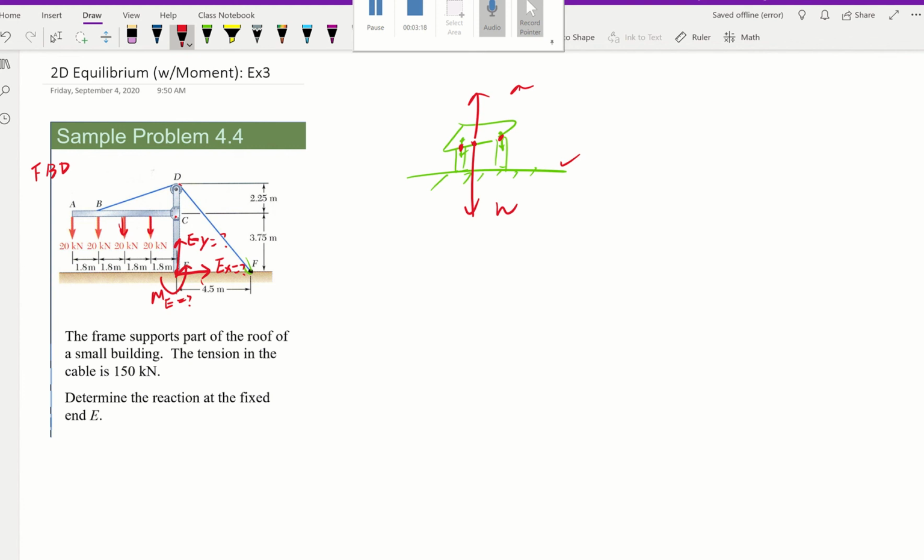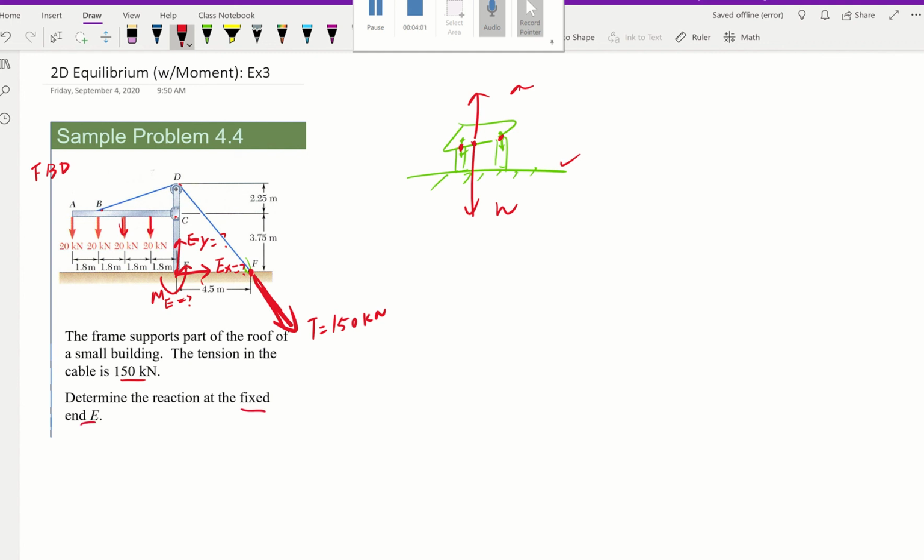Any other forces acting on this entire structure? Some of you might argue there is one at point B. I would say no. Why so? Because this is the entire structure, so A, B, C, and BD are connected, so B is internal. There won't be any forces there. However, this entire structure is in contact here at F, and that's going to be our tension, in the same direction as the line F. And that tension is going to be 150 kilonewton. That's given. Now we have our FBD. Then we can go ahead and solve for the reactions at the fixed end E.